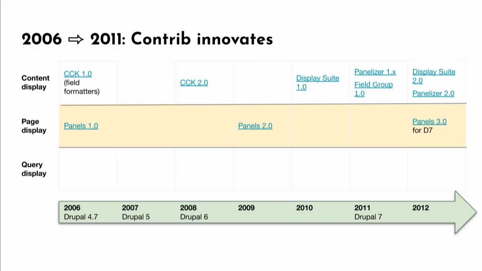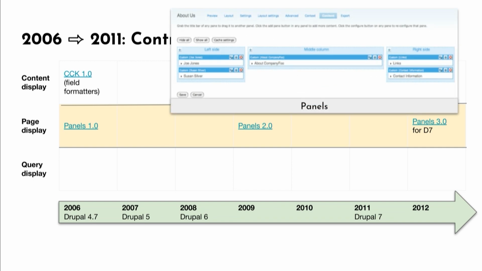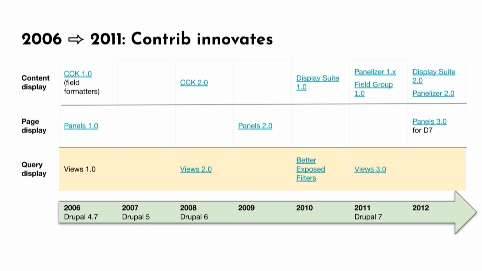Page display, same year. It was a crazy year. Panels arrived, and Panels made us build not content display, but full page display. It was very powerful. It was already using layout and blocks. And then we also got, the same year, Views, which was doing a query builder. You can build your query: I want to pull this data with this filter, with this sort, but also this query display builder. You can build how the results are looking.